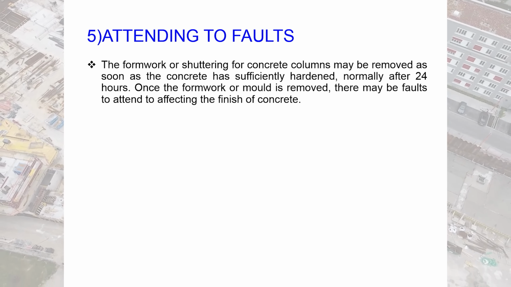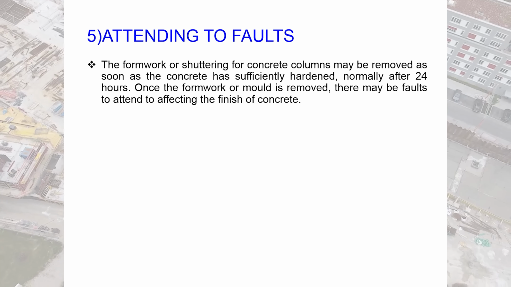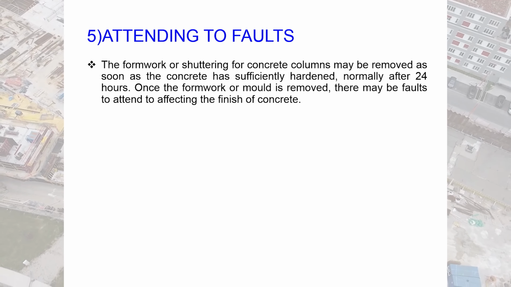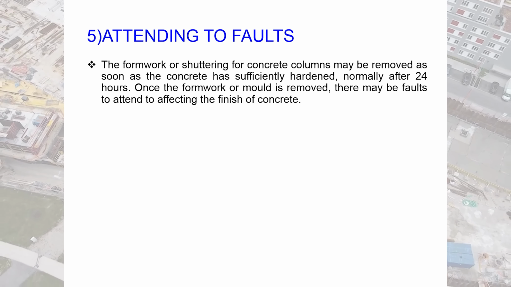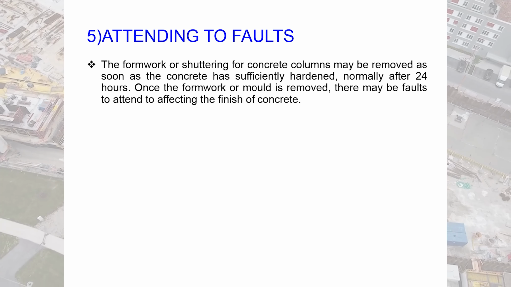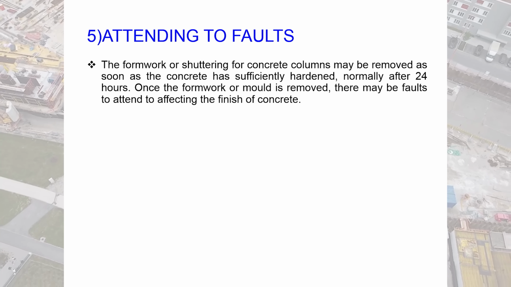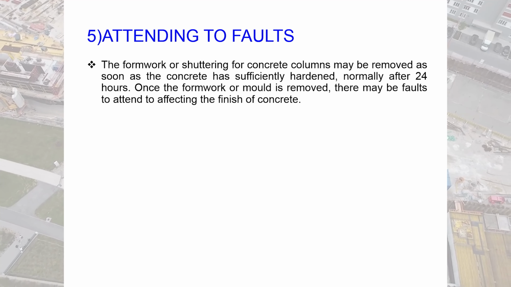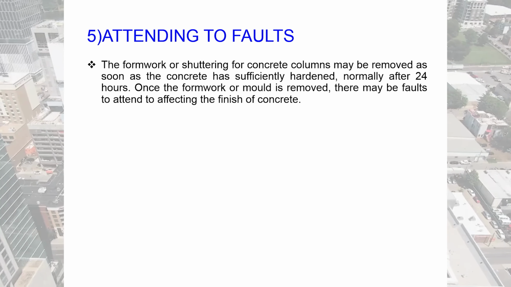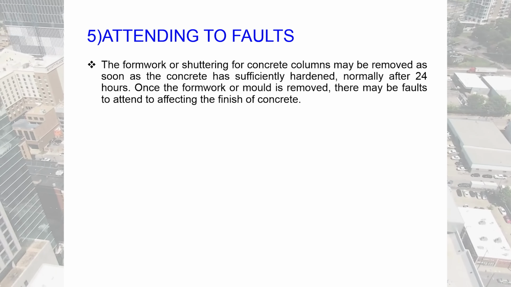Attending to faults. The formwork or shuttering for concrete columns may be removed as soon as the concrete has sufficiently hardened, normally after 24 hours. Once the formwork or mold is removed, there may be faults to attend to affecting the finish of concrete.